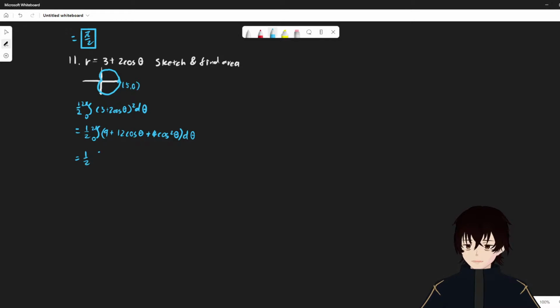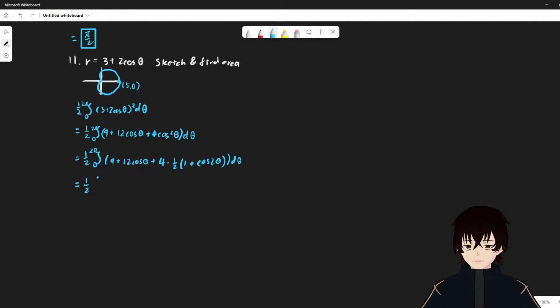That's going to be equal to 1/2 integral from 0 to 2 pi of 9 plus 12 cosine theta plus 4 times 1/2 times 1 plus cosine of 2 theta. Is it plus or minus? I keep forgetting this part. I think it's plus. Yeah, I think it's plus. And then d theta.